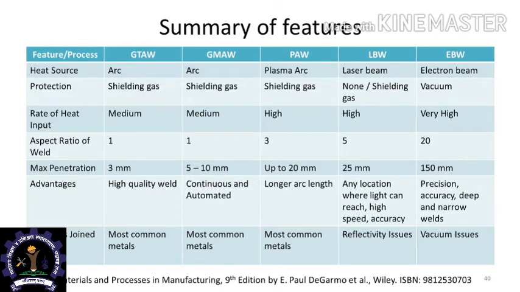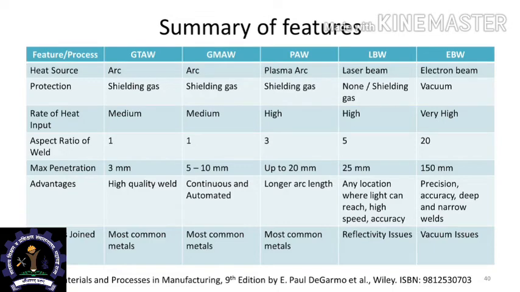And one can increase from 3 mm to about 10 mm by modifying the GTAW process, which we will be discussing later on. However, the maximum penetration is very limited, and the advantages are that it is a very high quality weld that we will get, and most of the common materials can be joined using the TIG welding process. In the case of MIG welding, you have very similar characteristics, except that the maximum penetration is slightly on the higher side, and the advantage of continuous and automated operation using a robotic welding appliance is also there.